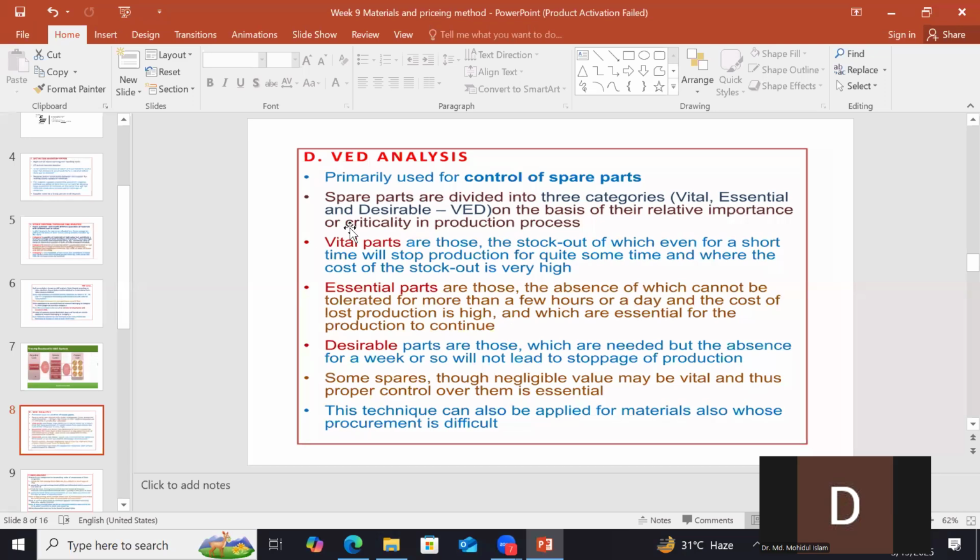This is the VED analysis system. Here, products are categorized with emphasis on the production process as V, E and D. V means vital, E means essential, and D means desirable.